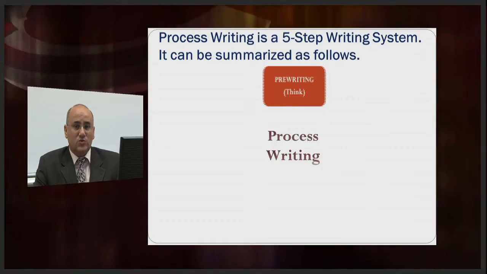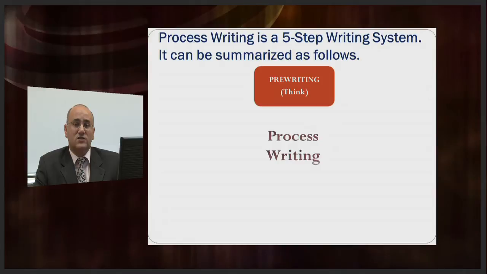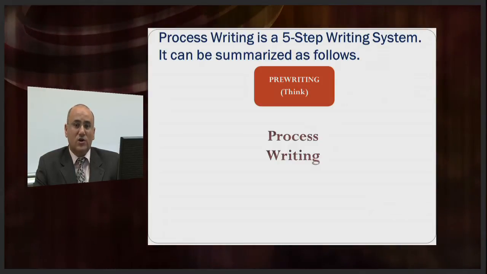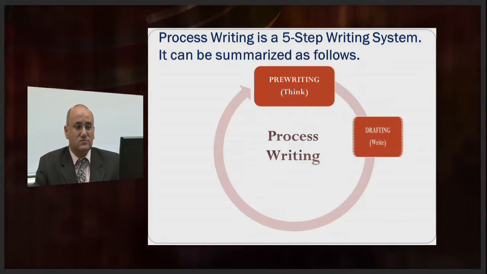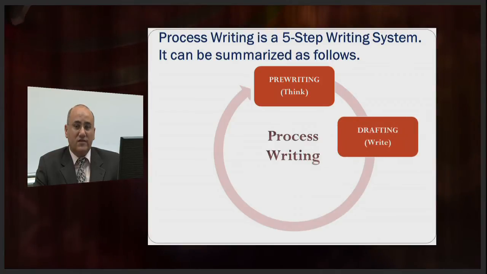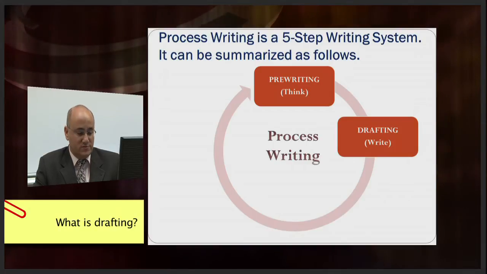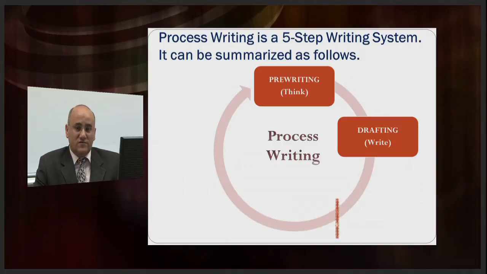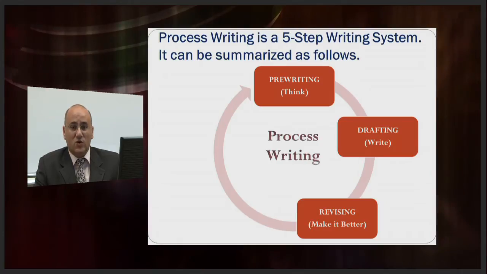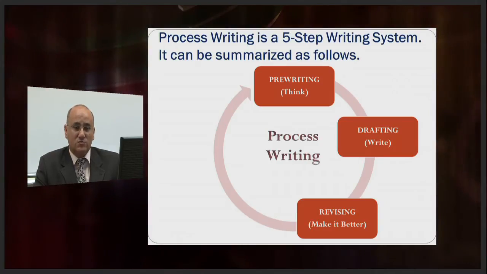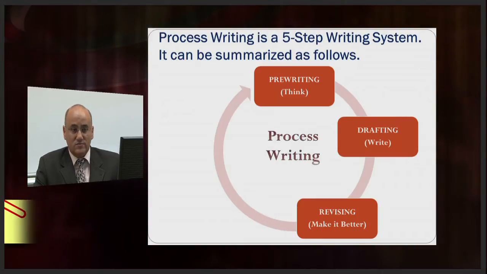Let's put them in other words. A process writing, as we said, starts with pre-writing. Pre-writing is the thinking stage. You have to think. Think before you start any writing. Then comes drafting. Drafting is to put your ideas in writing, to put them on paper. After drafting, writing, you have to move to revising. You revise what you have written. So revising, in other words, make it better.